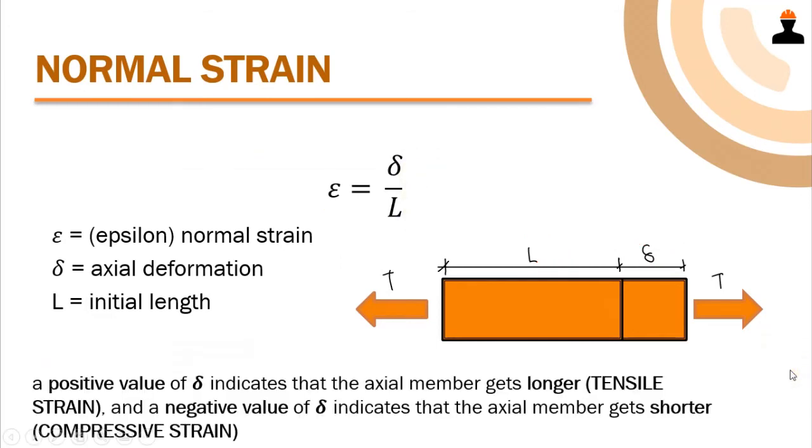Now, for our sign convention, if you have a positive value of deformation, that means that our material is getting longer. Okay, that is tensile strain. Now, if it has a negative value, that means that our material is getting shorter, or that is a compressive strain. Okay, since compression makes our material shorter.